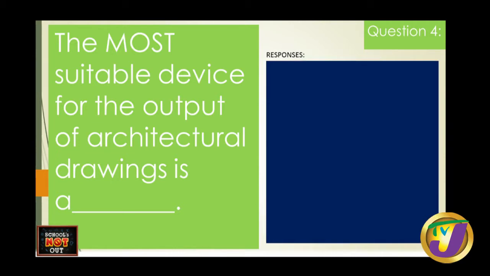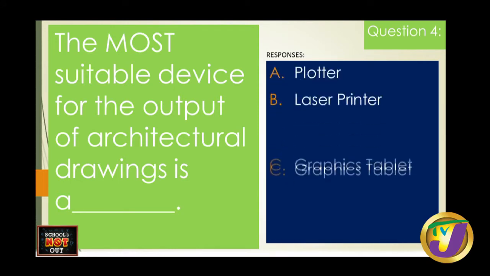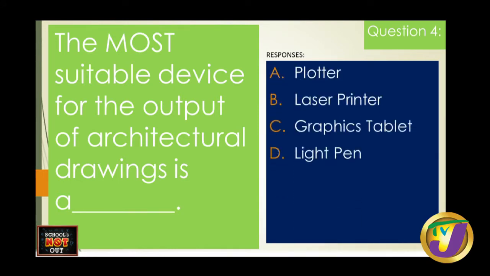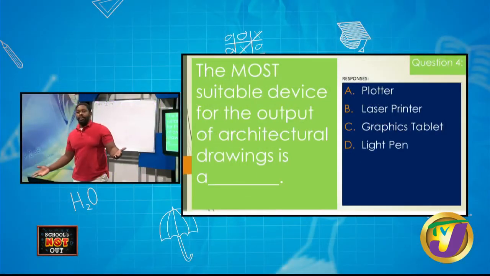The most suitable device for the output of architectural drawings is A, plotter, B, laser printer, C, graphics tablet, D, light pen. Now, graphics tablet and light pen are obviously not the answer. Graphics tablets and pens are input devices, so those could never be it.